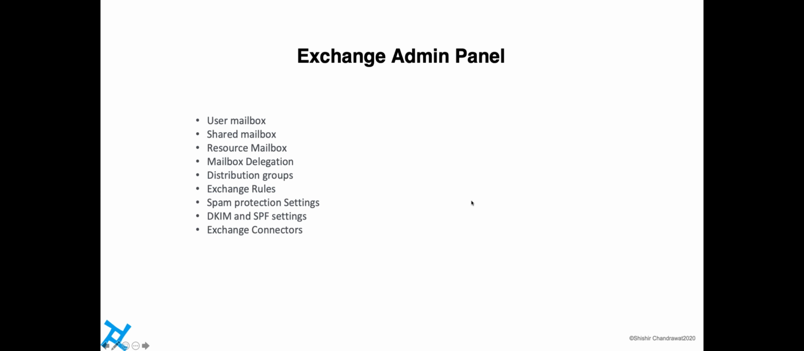Okay, so let's go back to the training. So we did user mailbox, shared mailbox, resource mailbox. I showed you mailbox delegation, which is the send as permission, full access permission. I created distribution groups for you. I showed you exchange rules. I showed you spam protection settings. I showed you DKIM and SPF settings, and I showed you the exchange connectors. So that's it for this section.